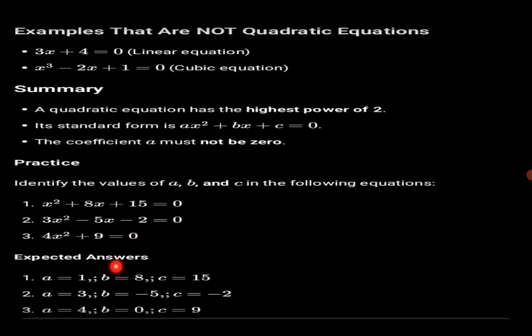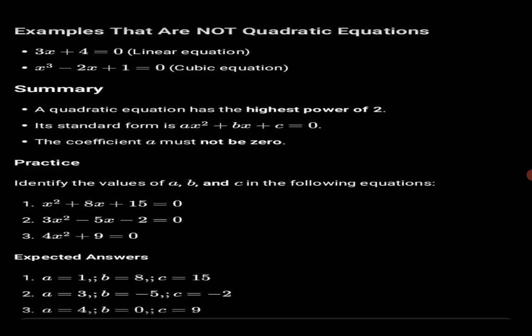So in this case, for number 1, a is equal to 1. So there's a 1 there. And b is 8, positive 8. While c is 15. For number 2, a is 3, b is minus 5, and c is minus 2. Well, number 3, a is 4, b is 0, because it's not shown there. It doesn't exist, so b is 0 and c is 9.